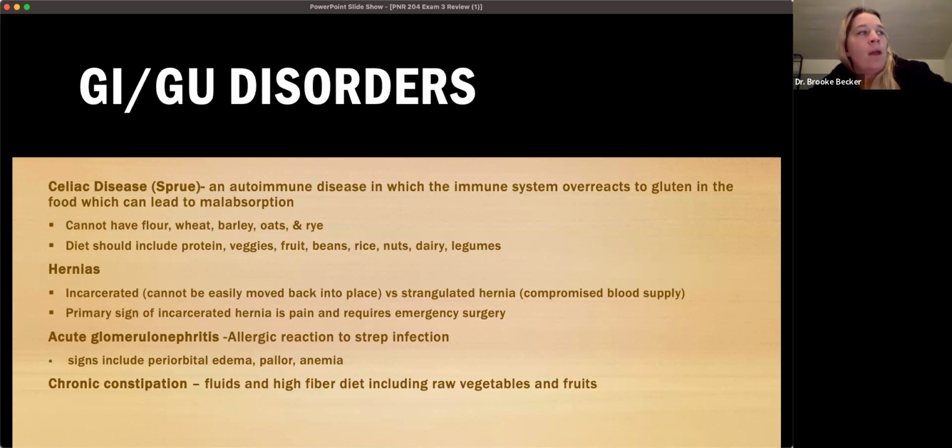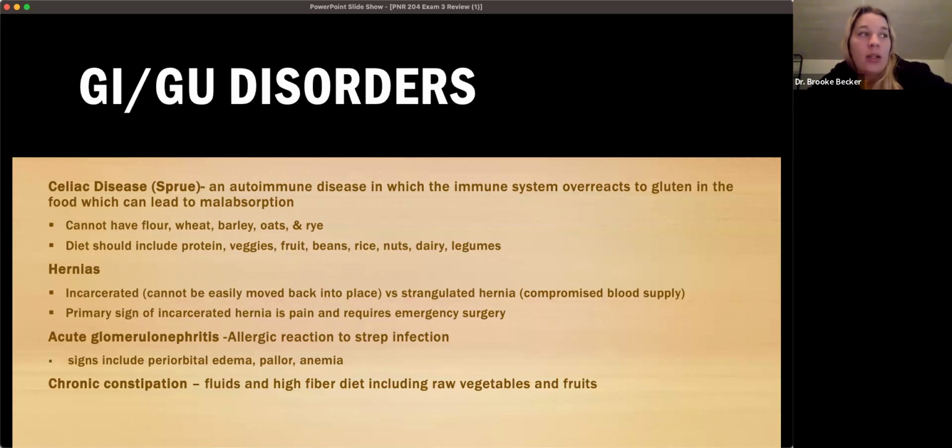Okay. Acute glomerular nephritis, like we talked about, this is an allergic reaction to strep. Signs are a lot of times periorbital edema, so they're going to have swelling around their eyes. They're going to have pallor, so they're going to look pale, and they're going to be anemic. Okay.